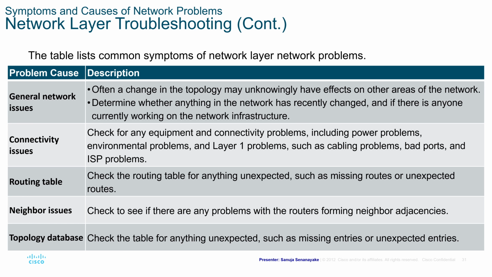Neighbor issues. Again, check to see if there are any problems with routing errors forming neighbor adjacencies, especially with OSPF and other protocols. Topology database. Check the table for anything unexpected, such as missing entries or unexpected entries, again such as with OSPF, etc.